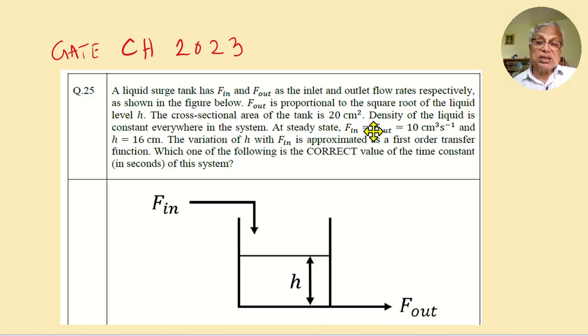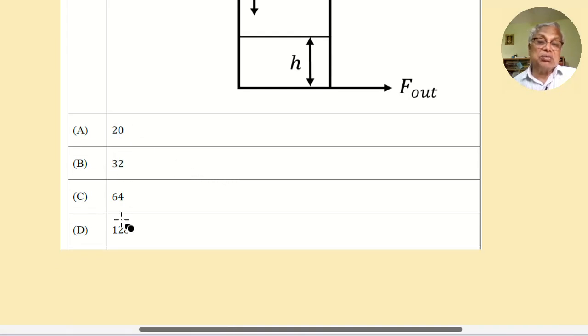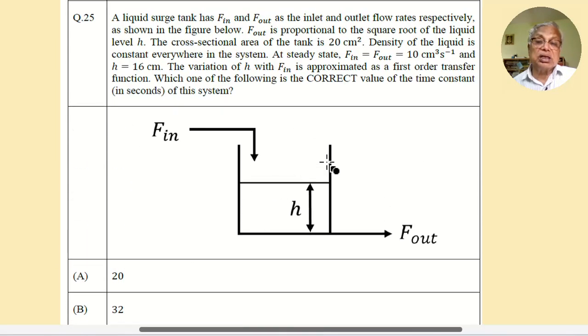The cross-sectional area of the tank is 20 centimeters square. Density of the liquid is constant everywhere in the system. At steady state, both flow rates are equal to 10 centimeter cube per second, and the steady state height is 16 centimeter. The variation of h with F in is approximated as a first order transfer function. Which one of the following is the correct value of the time constant of the system in seconds? Four values are given, A, B, C, D.